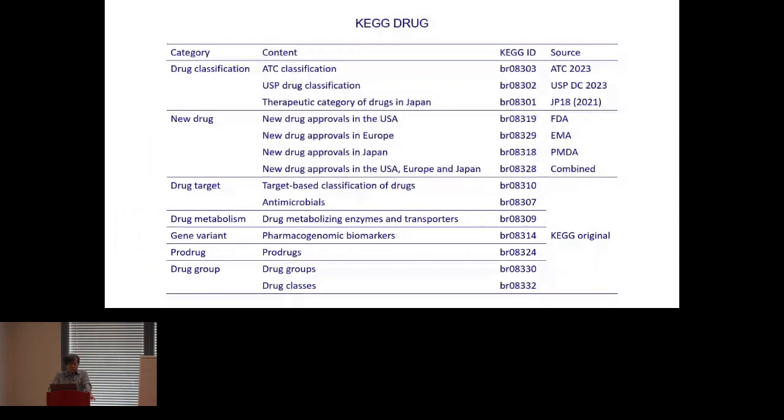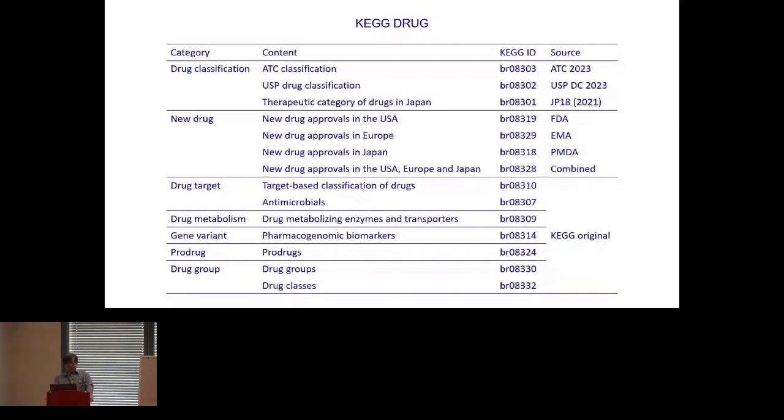The KEGG MEDICUS portion is where we develop a network database together with a disease database, but in practice KEGG DRUG is the most used database, and we think it's also the highest quality within the MEDICUS category. I won't go into the detail, but we do our own development of annotating drug targets, drug metabolizing enzymes and transporters, and gene variants related to the drugs for pharmacogenomic biomarkers and so forth.